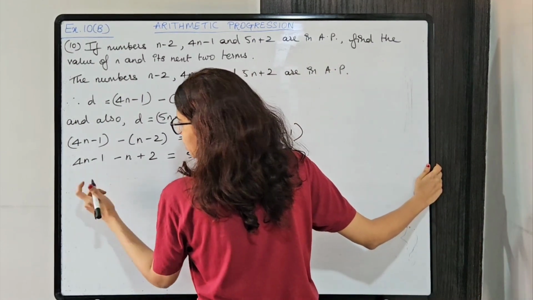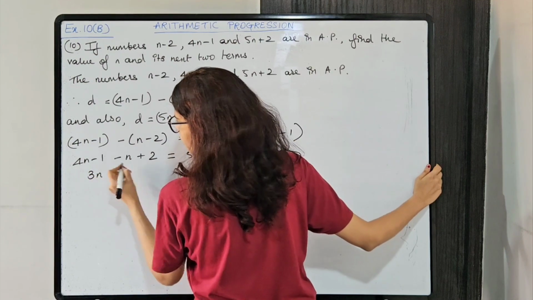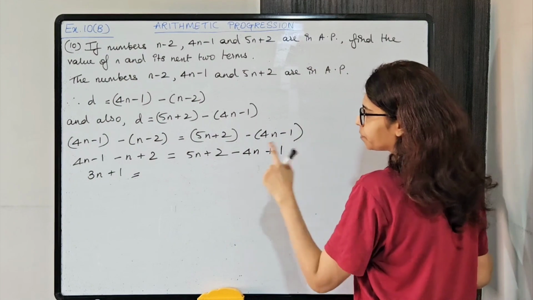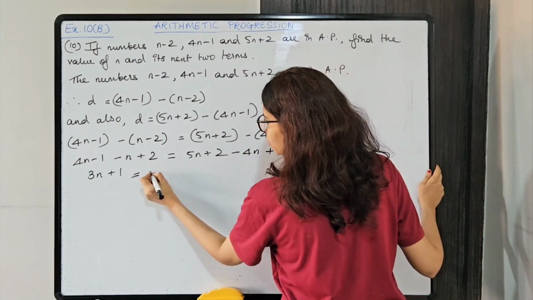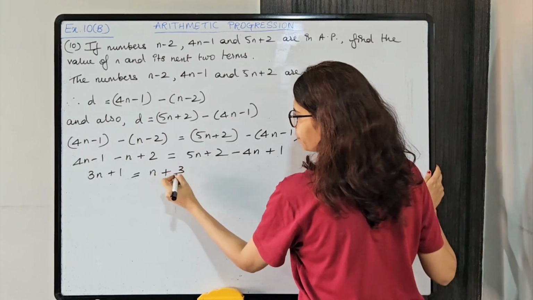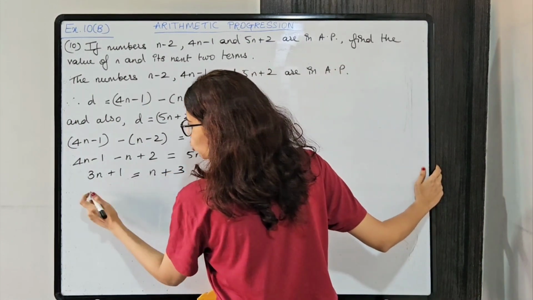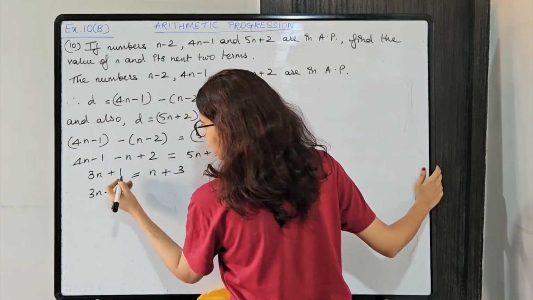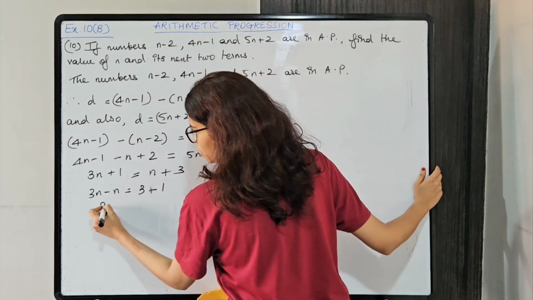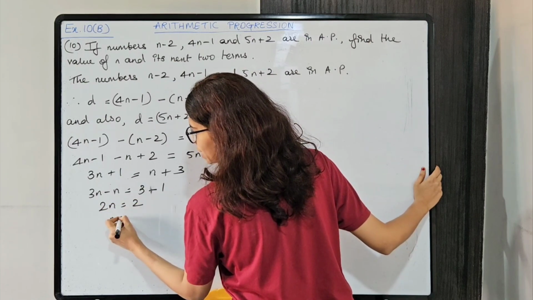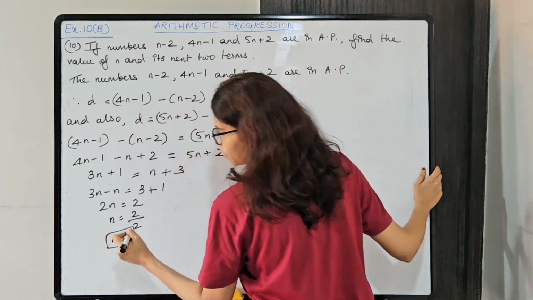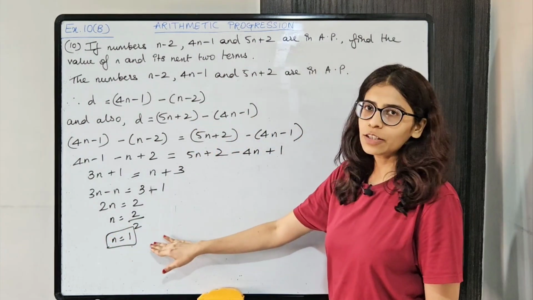So 4n minus n gives 3n. Minus 1 plus 2 will give plus 1. 5n minus 4n, n. 2 plus 1, 3. n को group करते हैं. Okay, and I'll shift 1 over here. So minus 1. So 2n is equal to 2, that is n is equal to 2 upon 2, that is 1. Okay, we got the value of n.